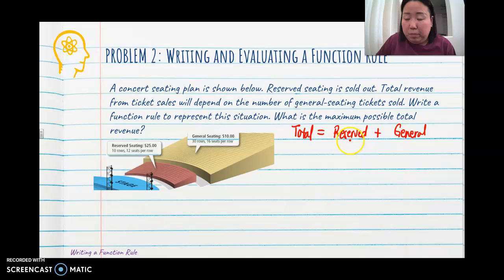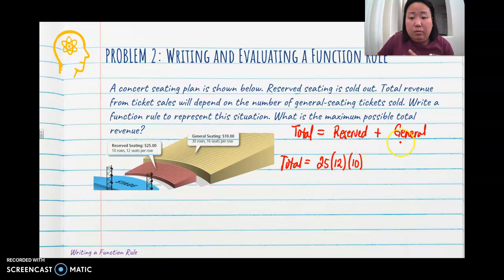Now, as we know, there are different prices on the tickets for these two areas, and so they will give different values here. What information do we know? We already know that the reserved seating is already sold out. So how much is the total amount earned from the reserved area? Our reserved is the cost of the ticket, 25, times the number of seats, which is 12, and how many rows all in all? A total of 10 rows.